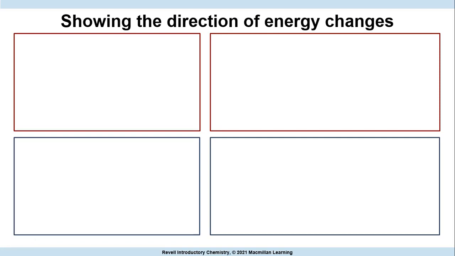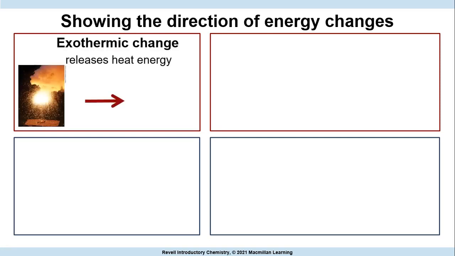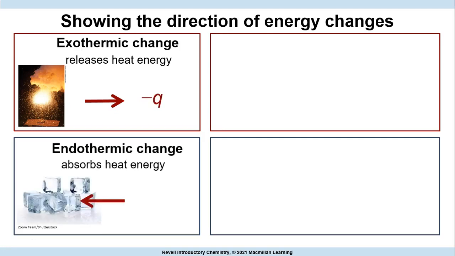So always remember that the first law is defined as: for the energy to change, it can either change in form of heat or work. Now let's look at the direction of energy change in terms of the heat. When the heat is released, that is an exothermic reaction or an exothermic change. When heat is released, Q is negative. And when heat is absorbed for an endothermic process, Q is positive. So when the system absorbs heat, Q is positive. When the system releases heat, Q is negative.